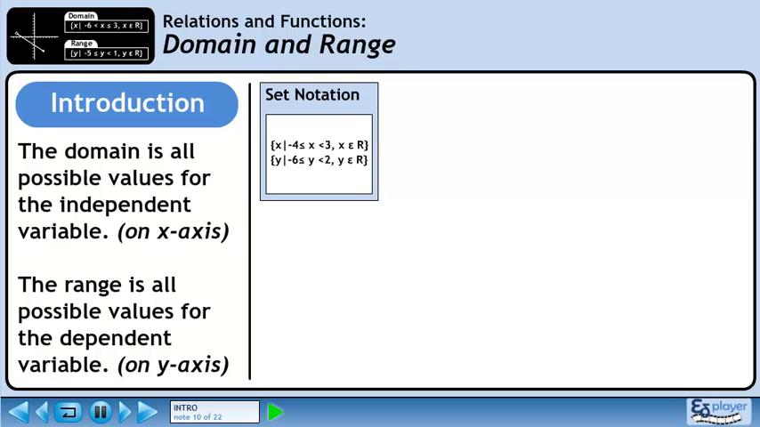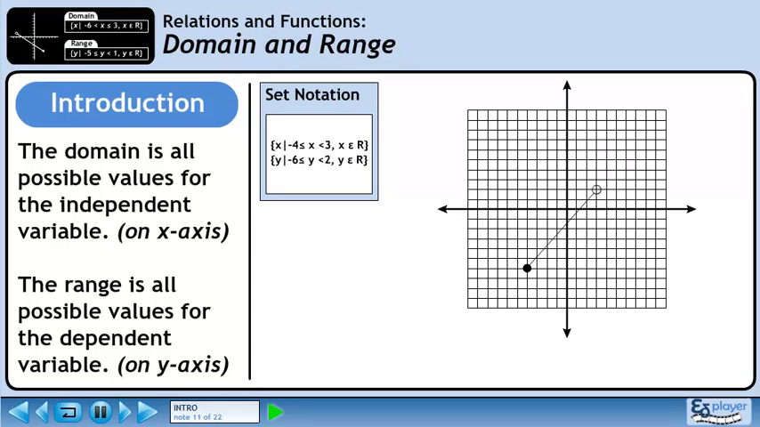Now we'll use set notation to represent domain and range. The line shown has a closed endpoint at -4, -6 and an open endpoint at 3, 2. All of the allowed x values exist between -4 and 3. In set notation, this looks like the expression shown. Don't worry if you're not sure what all this means yet, we'll look at it in depth a little bit later.